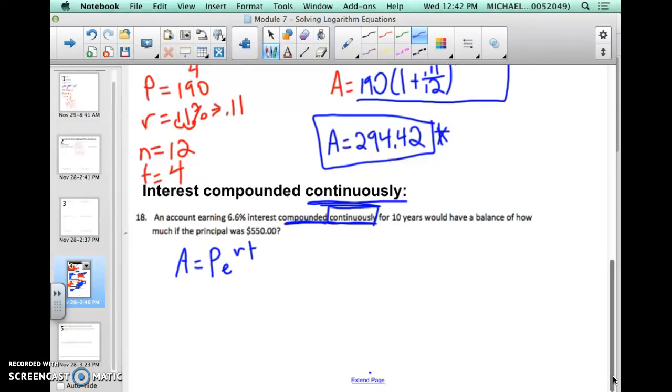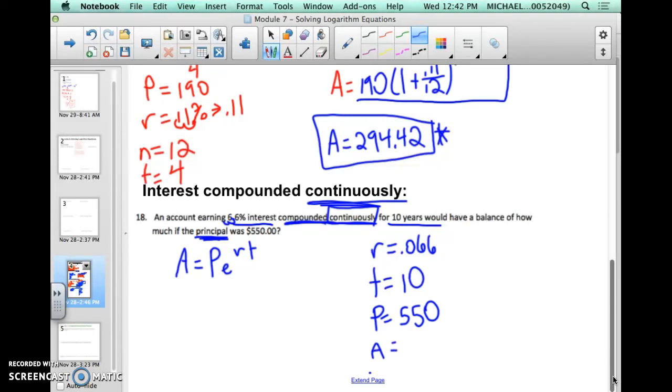Same pieces though. An account earning 6.6% interest. So this is my R. 6.6 becomes 0.066, right? I have to move it 2 places. 1, 2. Then 10 years is my T. And then how much of a balance would it have if the principal, which is another word for beginning, investment was $550? How much would it have at the end of its life, or at the end of those 10 years?